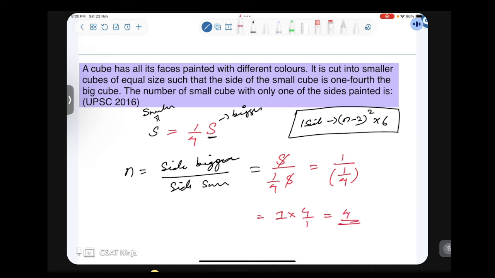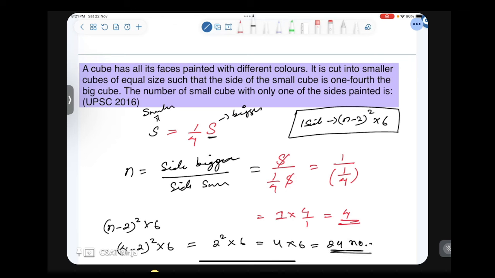Now, we need to find for what? One side painted. For one side painted, the formula was (n minus 2) to the power 2 into 6. Here I'll directly put 4 minus 2 to the power 2 into 6. 4 minus 2 is 2. 2 to the power 2 into 6. 2 to the power 2 is 4, into 6 is 24. That means there are 24 pieces of cube with one side painted.